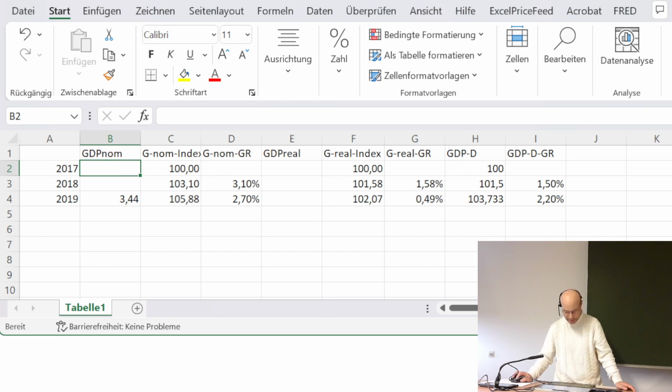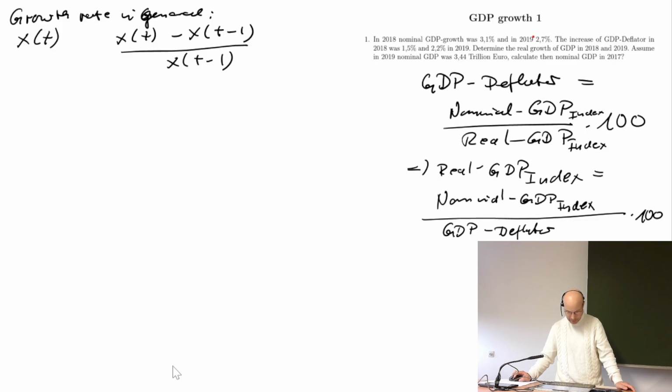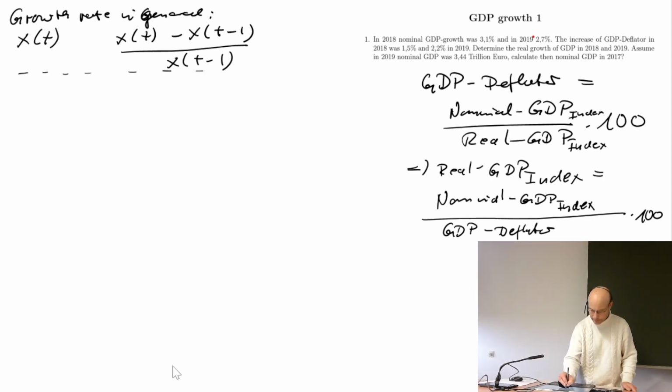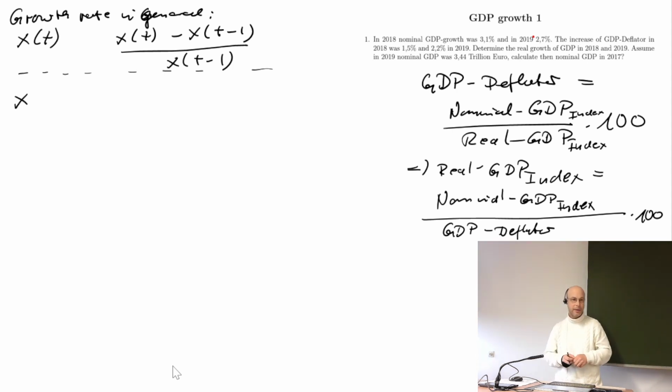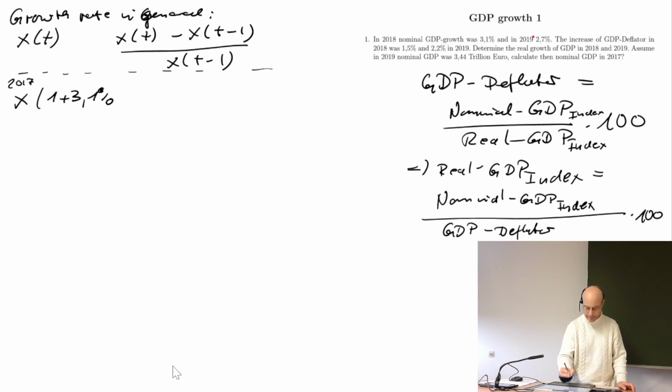So what you are doing is, here's my pen here. We have X. This is the number we are looking for, GDP in 2017. And this number, we don't know, has grown in 2018 with 3.1%. Okay? This is a new number. This is then GDP in 2018.